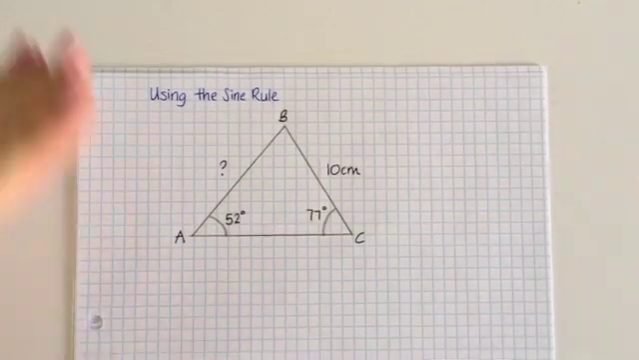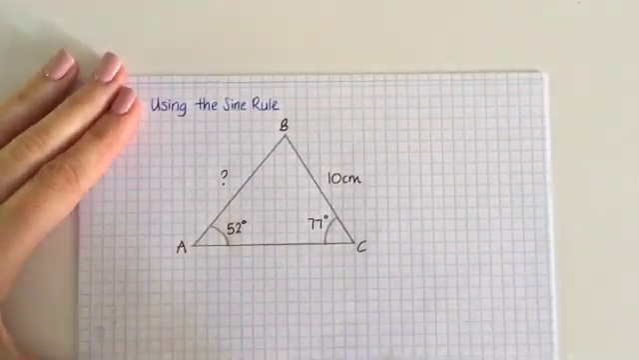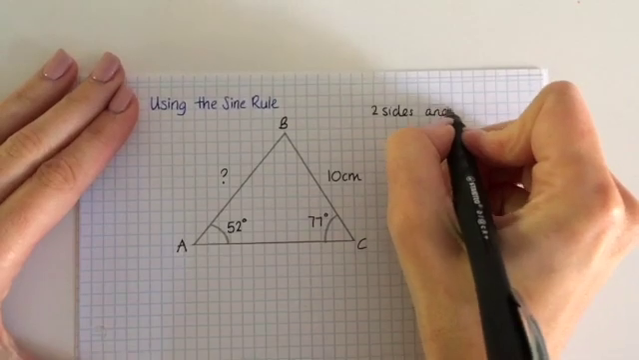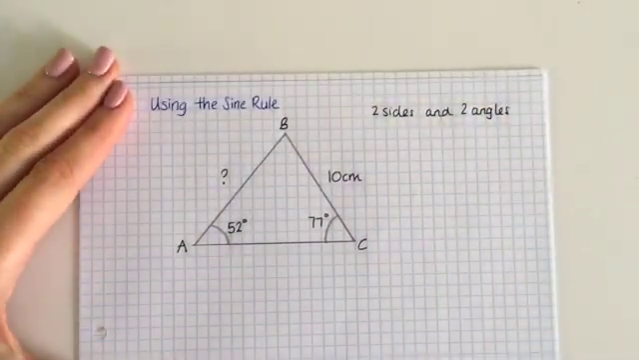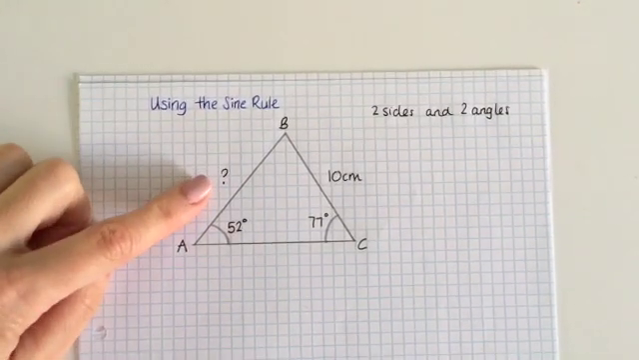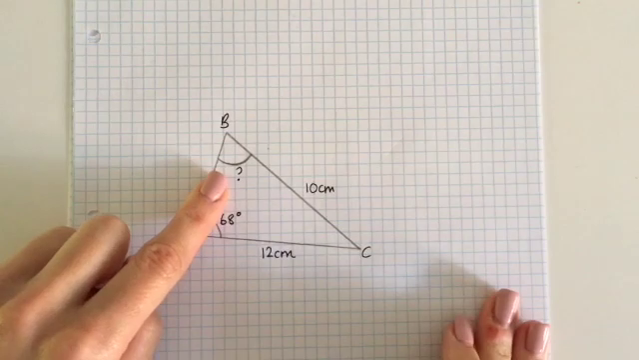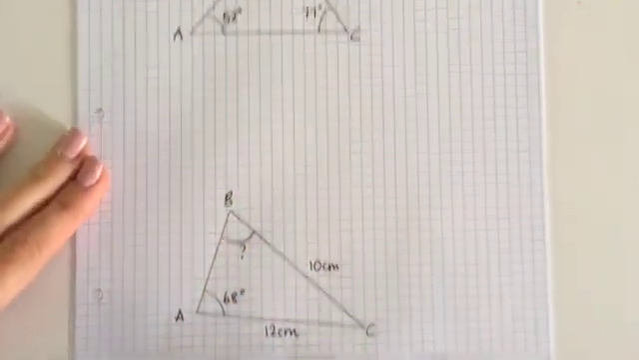So what I can see is I've got two sides and two angles. Two sides and two angles always indicates the sine rule. You might be working out a side or you might be working out an angle like we are in this one, but there are always two angles and two sides, and they're always related.